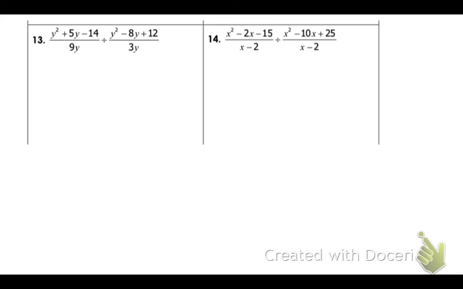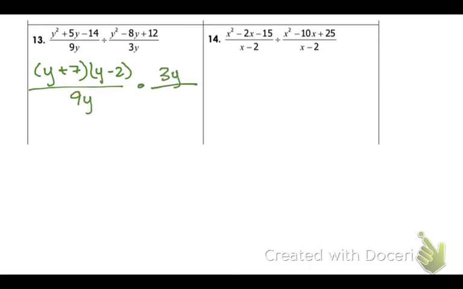Let me see. Okay, I'm going to do 13 with you. So you need negative 14 and positive 5. So I'm going to get y plus 7, y minus 2, 9y, nothing you can do there. Keep, change, flip. You're going to get y. We're going to be left with y minus 6, y minus 2. Then you're going to cancel some stuff out from here.